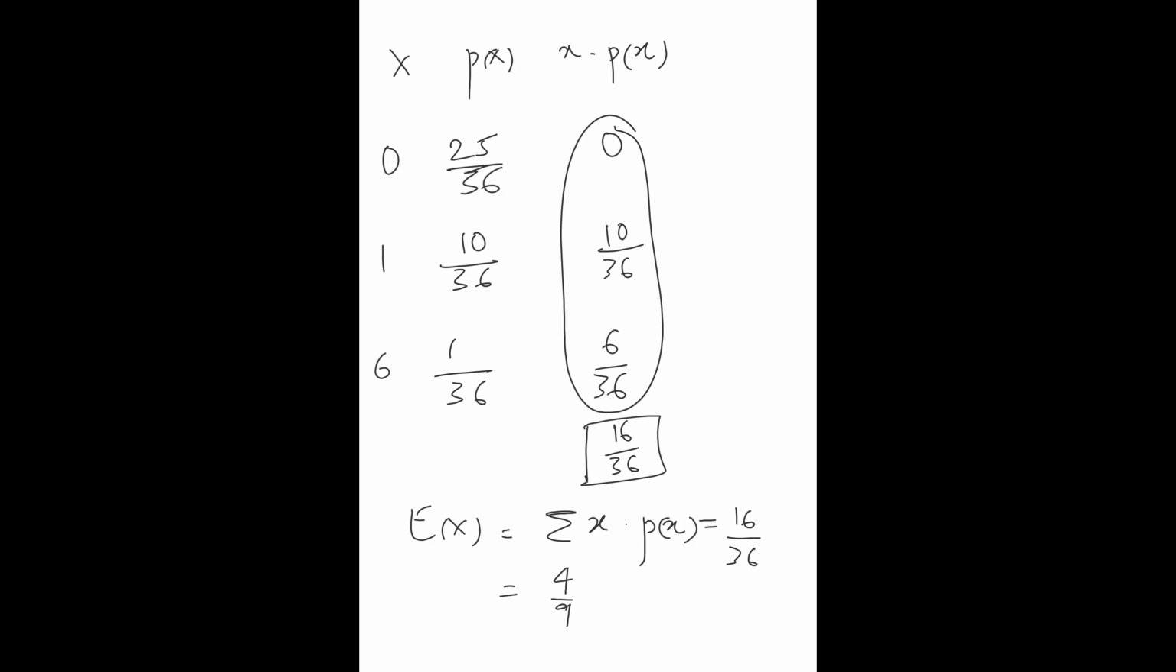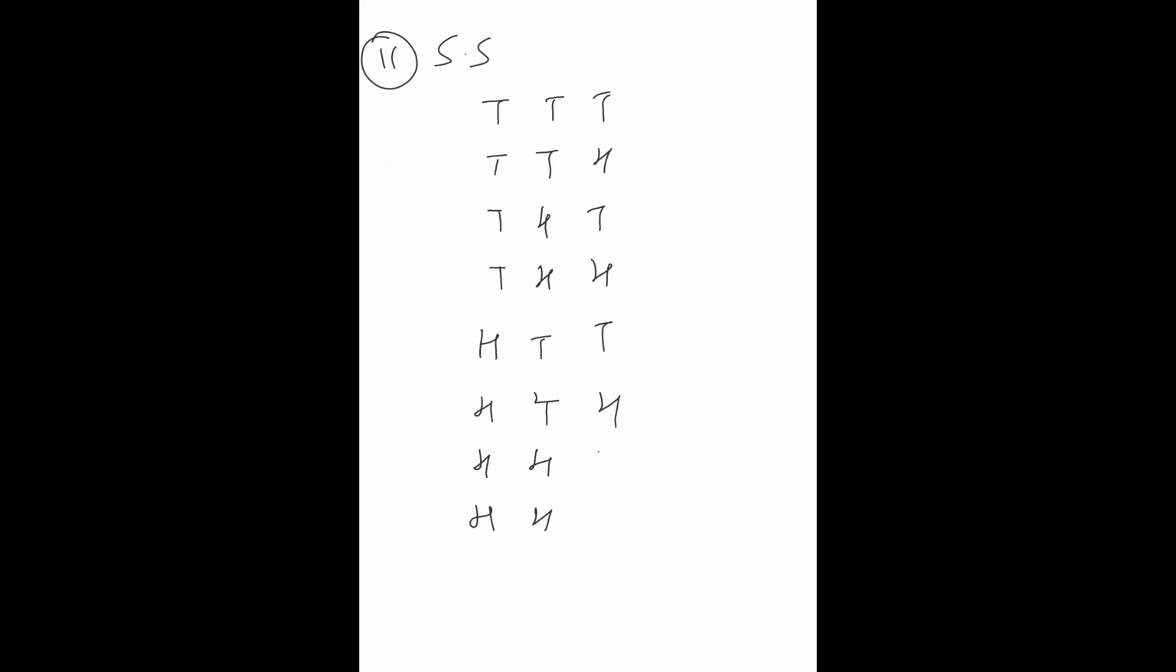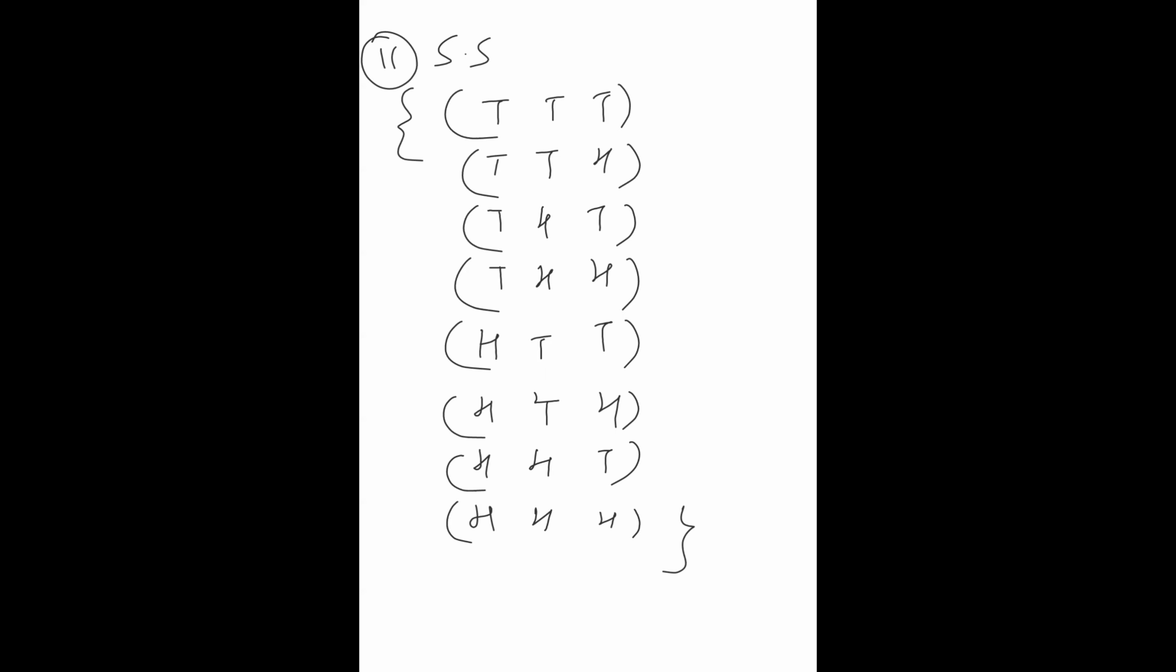Let us go to question number 11 of your government textbook. They're asking the mean, that is the expected value, of three tosses of a fair coin. So we'll just prepare a sample space. TTT, TTH, HHH, HHT, THT, HTH, THH, HTT. So these are three tosses of a fair coin, right?